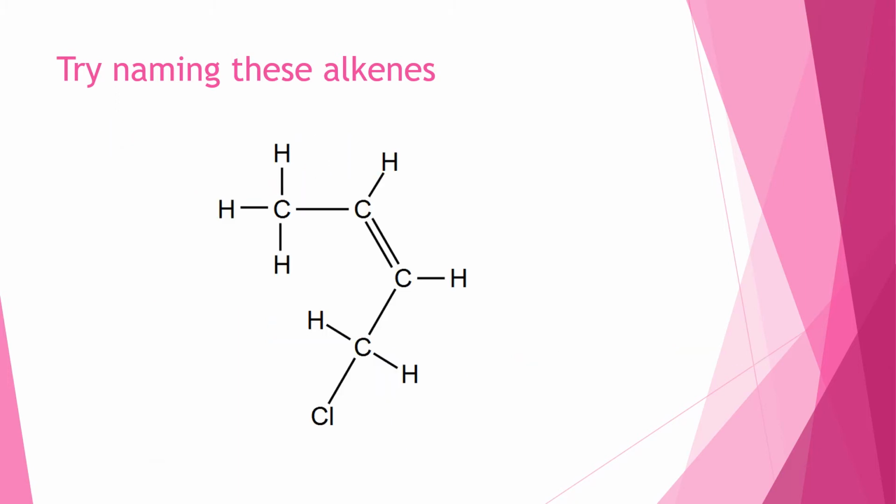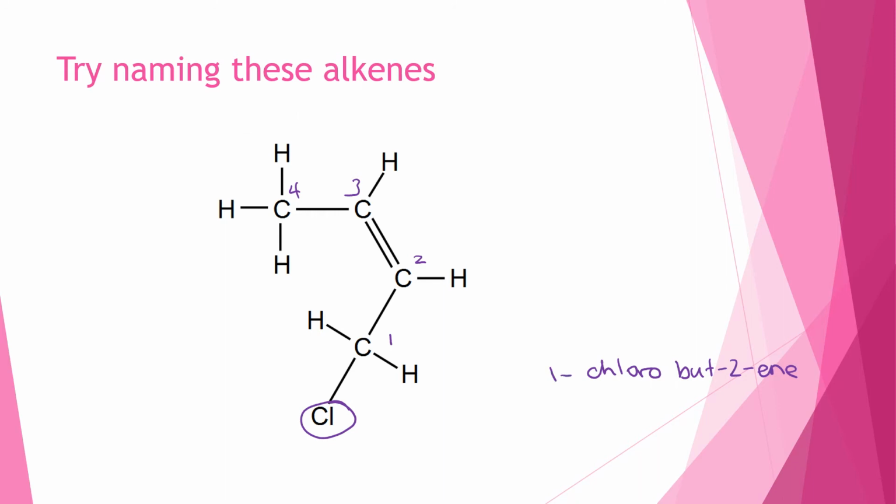Now try naming this alkene. Stop the video and have a go. So we want the carbon-carbon double bond in the lowest position. Now 1, 2, 3, 4, 1, 2, 3, 4. Now I'm going to number this way because it puts the chlorine also in a lower position. So this is a but, and the carbon-carbon double bond is on carbon number 2. So but-2-ene, that means it's between carbons 2 and 3. I have a chloro group, which is a functional group in prefix, which is number 1.